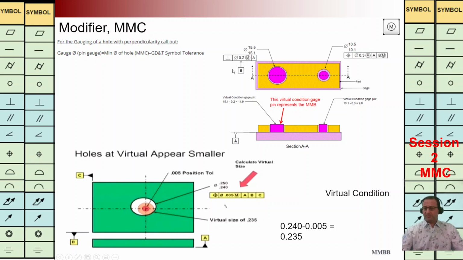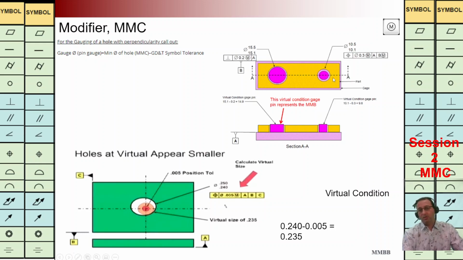In order to have the maximum material condition, we need to have more material. We need to have the smallest value of the hole here, 15.1, and then we are going to modify it to have more material. We should have a smaller value. We make minus, and then we are going to calculate this value. It's going to represent the diameter of the pin gauge. And this is a virtual condition. For all holes, we should not have any interference with this pin gauge.